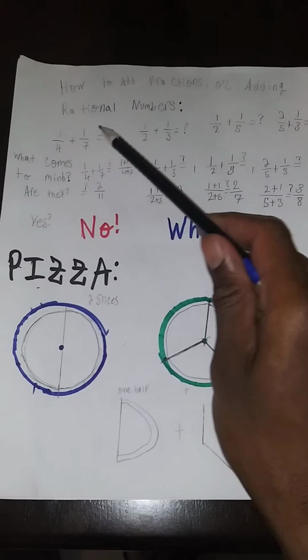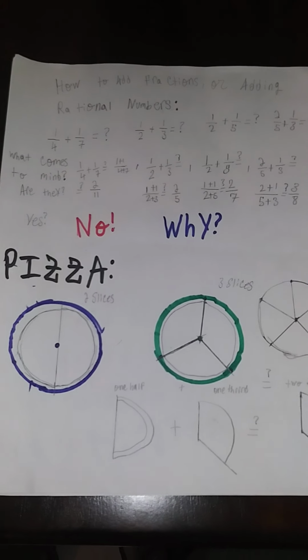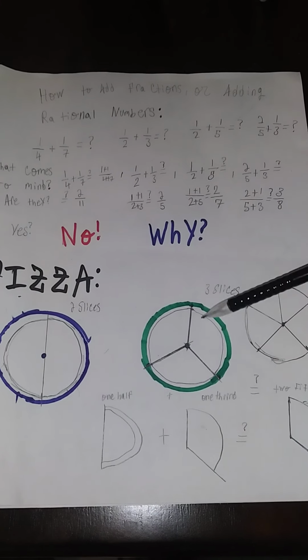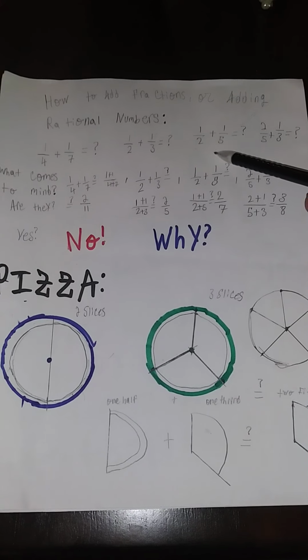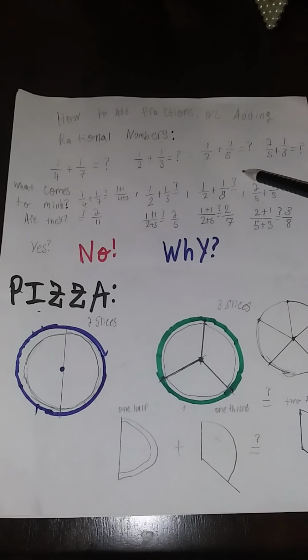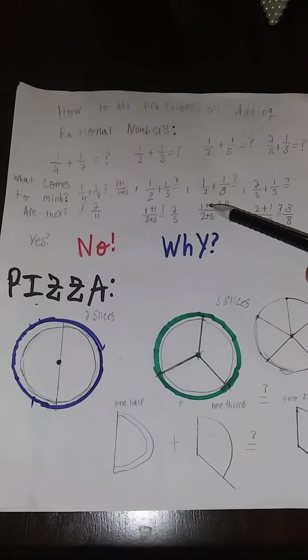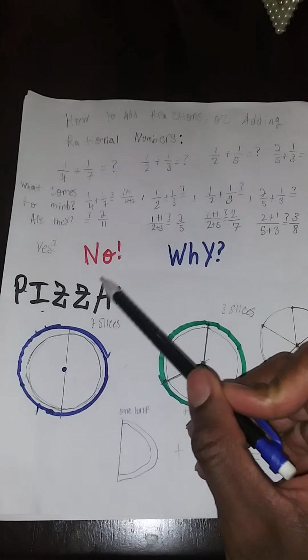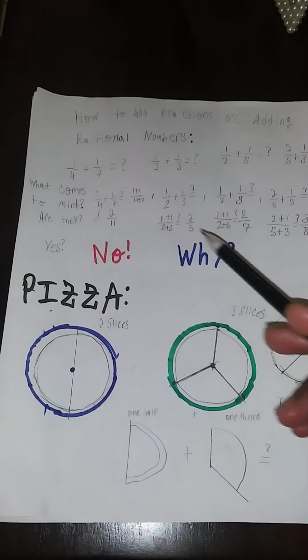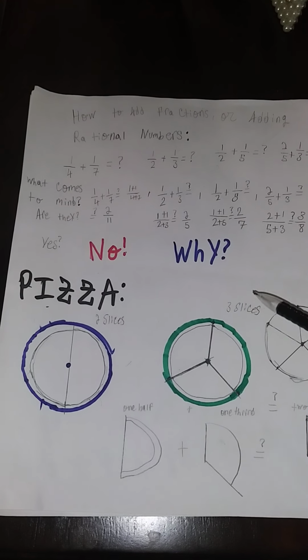Like, what is the answer for 1/4 plus 1/7, 1/2 plus 1/3, 1/2 plus 1/5, and 2/5 plus 1/3? What are the answers to those questions? What comes to mind? What do you think of doing when you see these fractions, adding them?